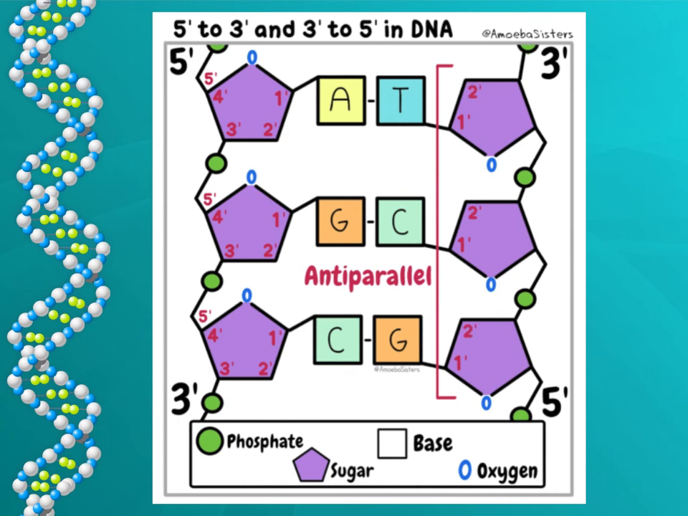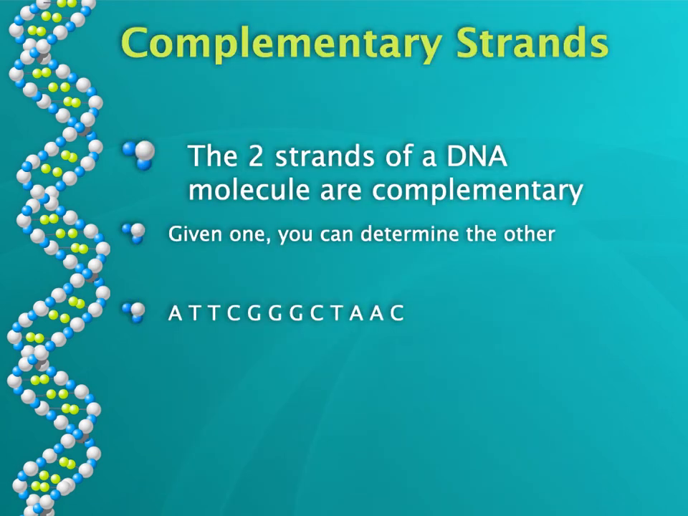This is called anti-parallel. They are also complementary, which means that if you have one, you can determine the other, because A will bind to T, T to A, and there it is filling in for you the complementary matching DNA strand underneath the one that I have given you in the notes.